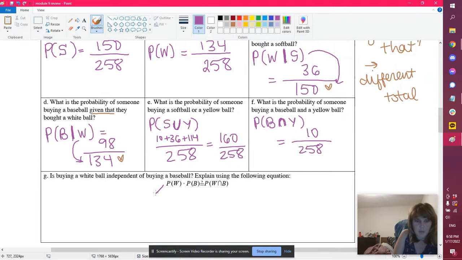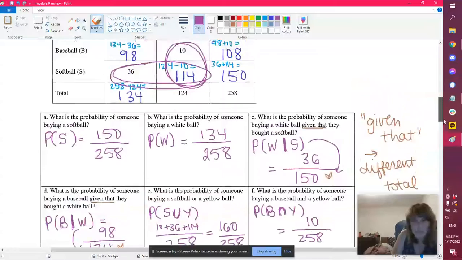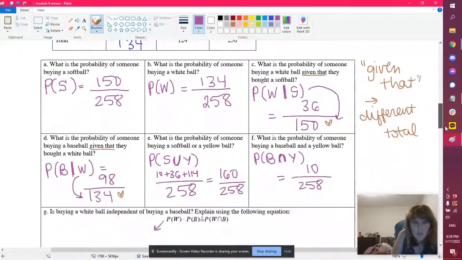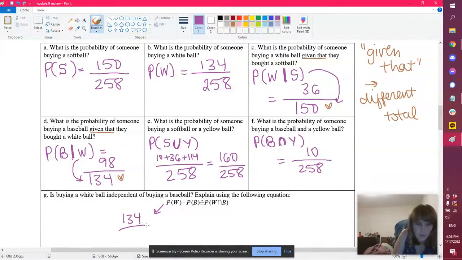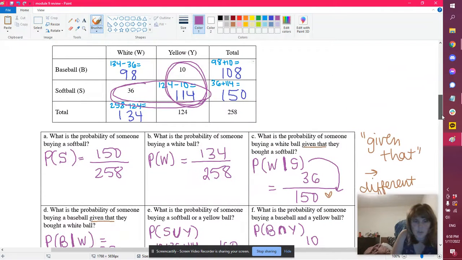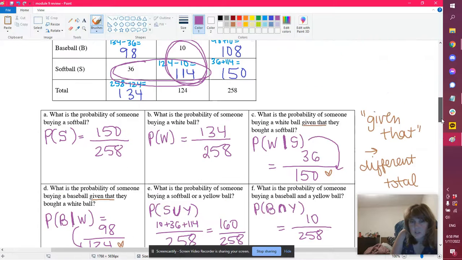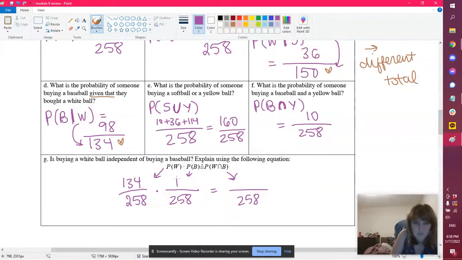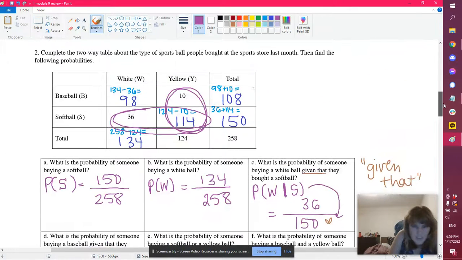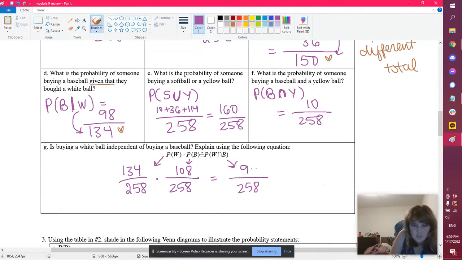The probability of buying a white ball is 134 over 258. I got this because there's 134 total white balls and 258 total balls. The probability of buying a baseball is also over 258. Spoilers, this one's also over 258. The total number of baseballs is 108. And then white and baseball up here is 98.